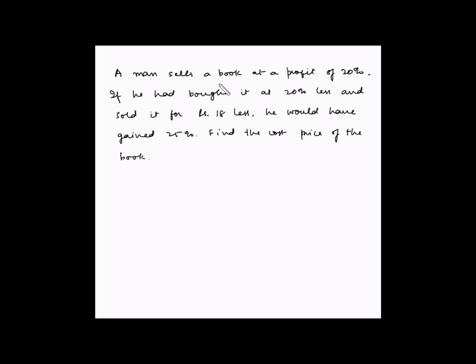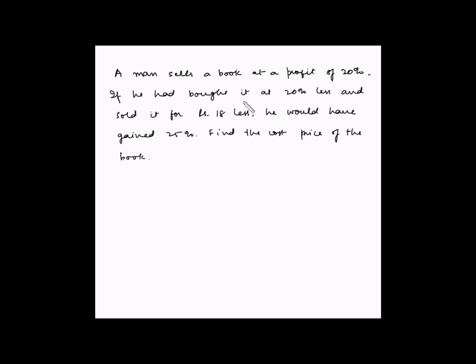In the first case, the man is selling a book at a certain selling price and buying it at a certain cost price. And with that selling price and cost price, he is making a profit of 20%, which will be expressed in terms of the cost price. So he's making a profit of 20% on the cost price.